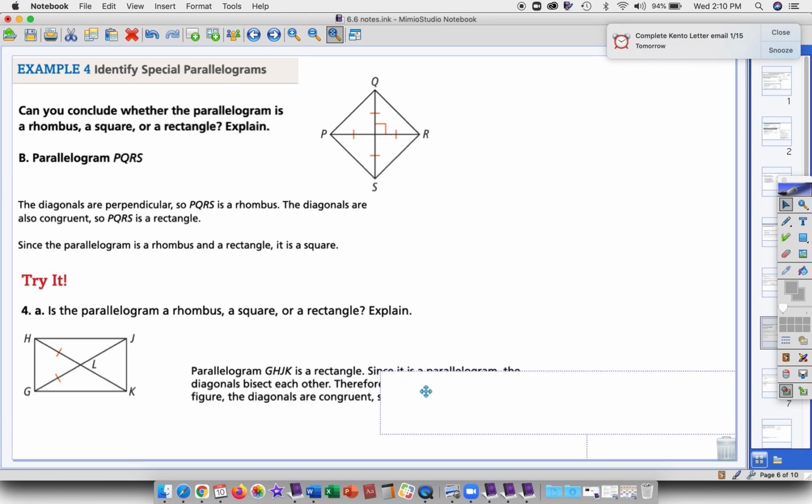Okay, for 4A, the parallelogram is a rectangle. Since it is a parallelogram, the diagonals bisect each other. Therefore, using the given information, because these have congruency markings, we know that HK would be congruent to JG. Since it has congruent diagonals, it's a rectangle.